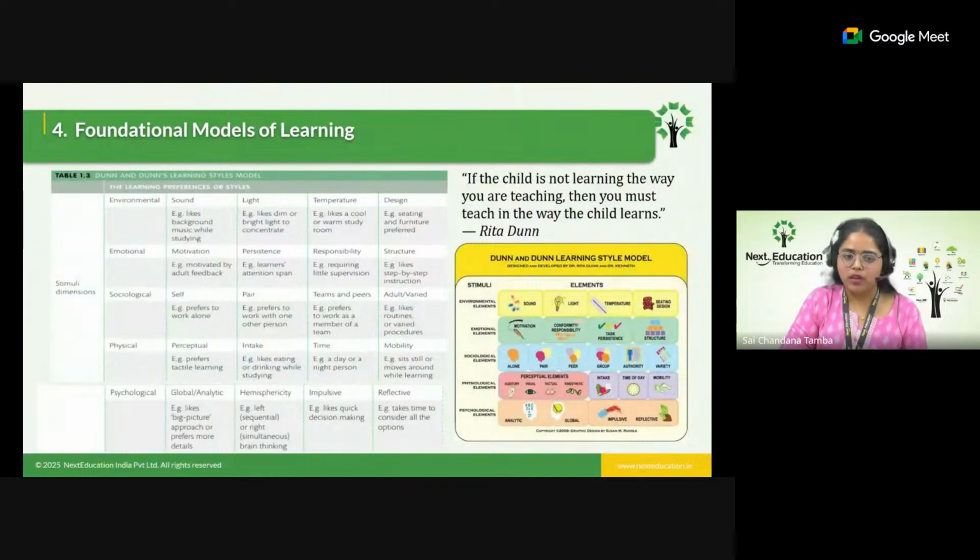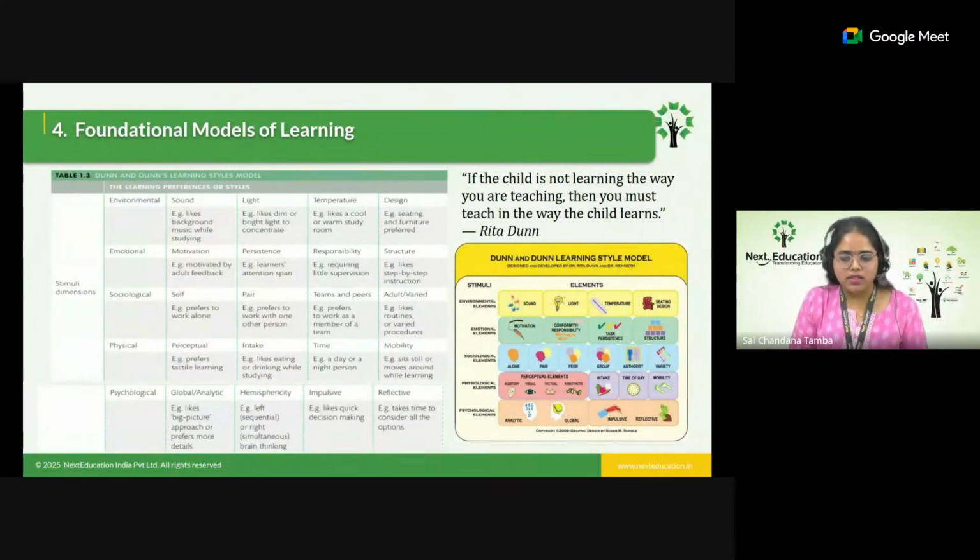So let's move forward. Now we are going across the same kind of models of learning which are available, the next one being Dunn and Dunn's learning style model. Rita Dunn, one of the creators of this model, says that if the child is not learning the way you are teaching, then you must teach in the way the child learns. You have to mold yourself based on how the students are, and you should not feel less in your self esteem that the child is not learning according to your model of teaching. It has to be the other way around.